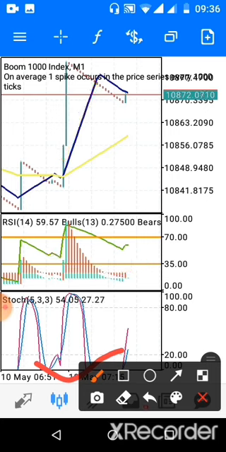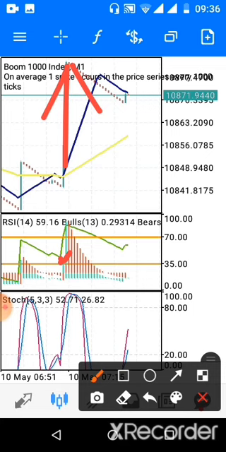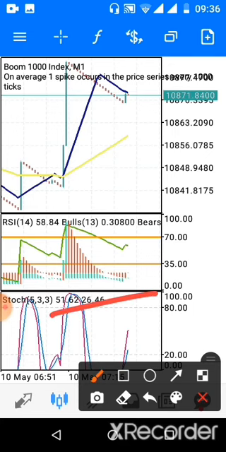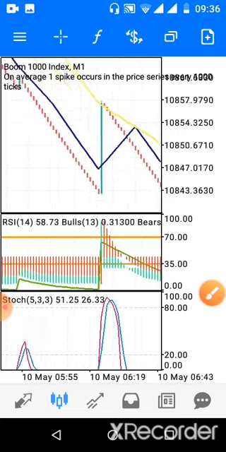Now let's see what happened. As you can see, a spike happened right there. And imagine if we entered, all of this would have been profit. All of that would have been our profit. So let's go back and see some more places where the market spiked.